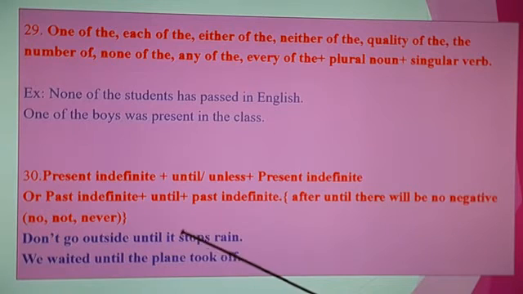Don't go outside until it stops raining. So dear learners, have a look. I use until in the sentence, and both the parts, the first part and the latter part, are in present indefinite. Don't go outside until it stops. The next one: we waited until the plane took off. If the sentence is in past tense, the latter part should be past tense, and this is possible only with until. So be careful when you use this in your English.